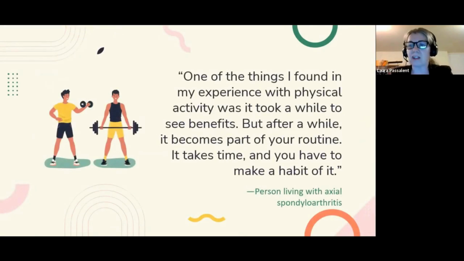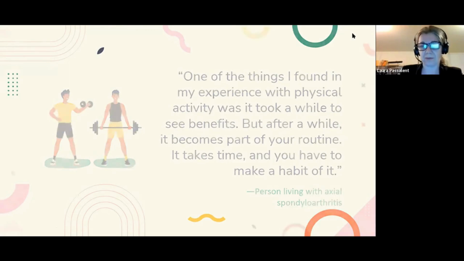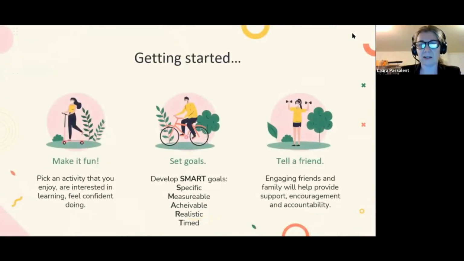So this is a quote that I'm going to start with, and this is from the study, and it's from a person living with axial spondyloarthritis who states, "One of the things I found in my experience with physical activity was it took a while to see benefits, but after a while it becomes part of your routine. It takes time and you have to make a habit of it." So how do we do that?